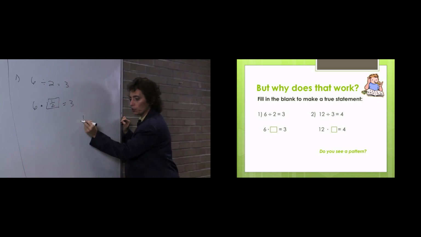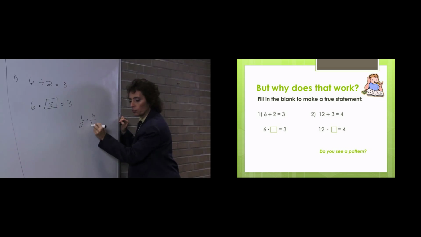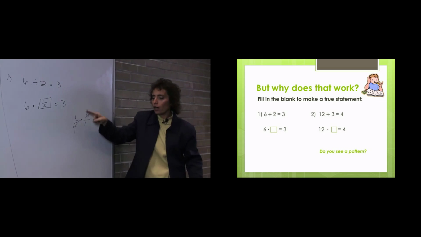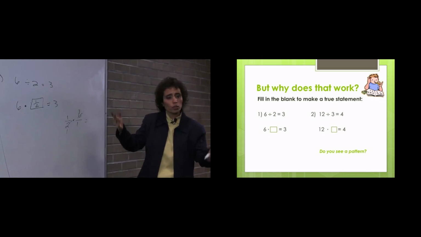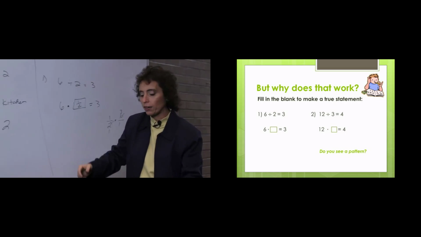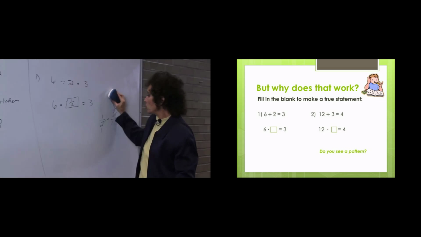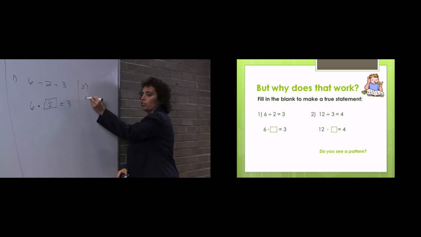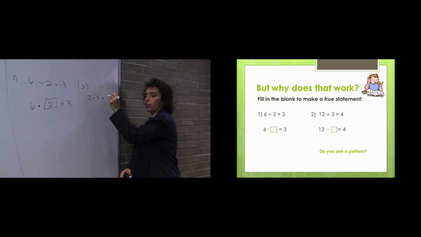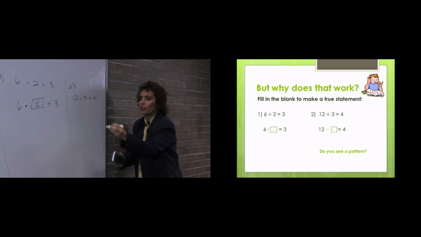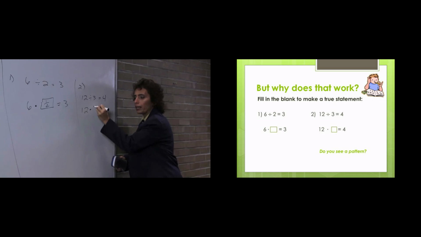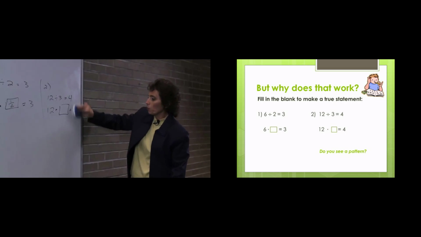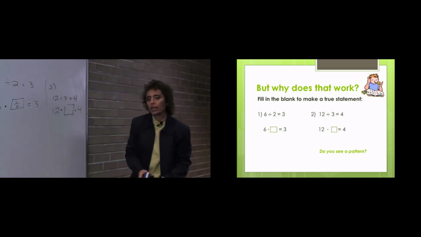I could prove it to you. 1/2 times 6 is 3. So I know I can take half of 6 to get 3. That's what multiplying by 1/2 means. It means taking 1/2. Okay, let's look at this next question. 12 divided by 3 is 4. Well, I want to know, is there a number I can multiply by 12 to give me 4? Okay, let's take a look at this.